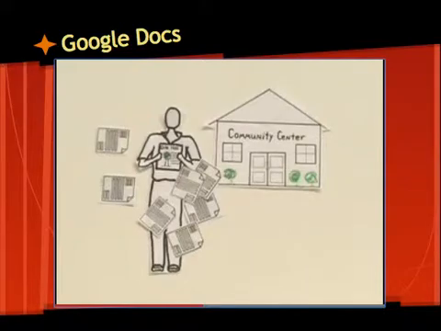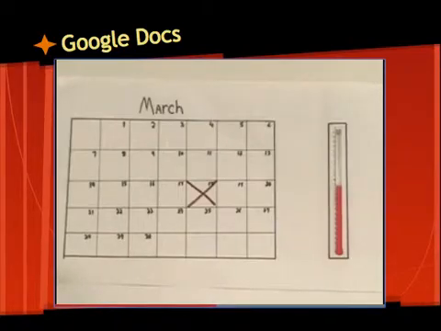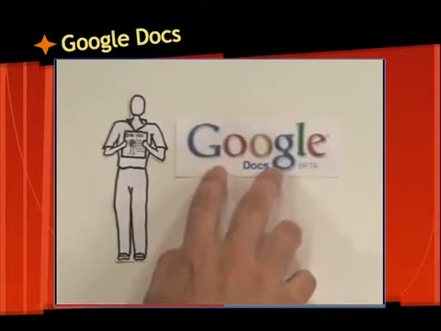Sam often feels buried by all the email attachments. She finds it hard to keep track of all the versions being sent to her from the writers. As the deadline looms, frustration rises. Something has to give. Sam decides to try something new, Google Docs.